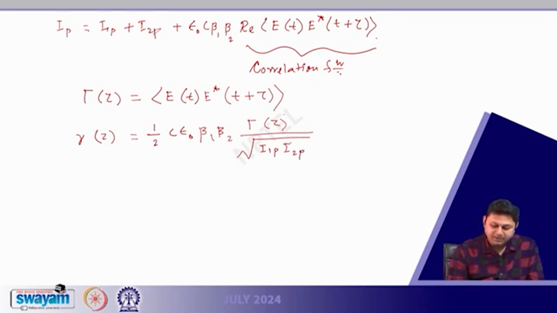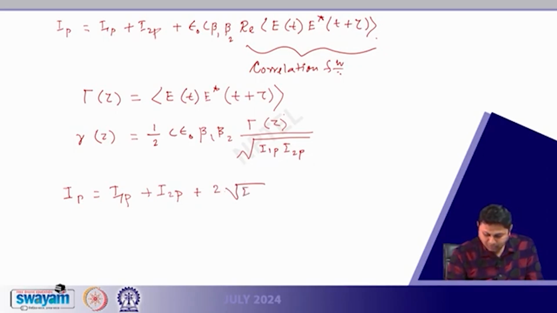So once I write small gamma in terms of big gamma, whatever the IP I wrote becomes a very compact form, and this is I1p plus I2p plus 2 root over of I1p root over of I2p multiplied by real part of gamma, which is a function of tau.